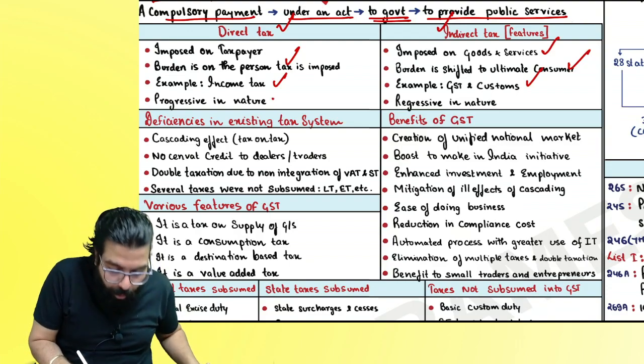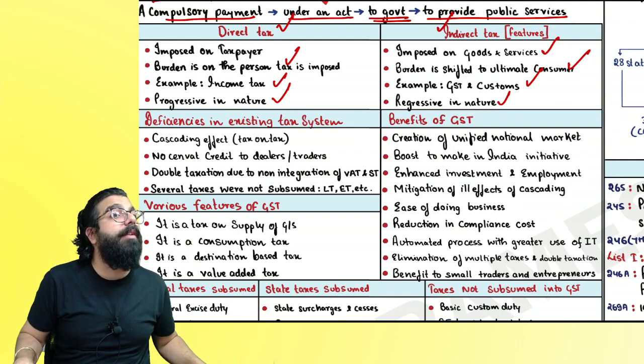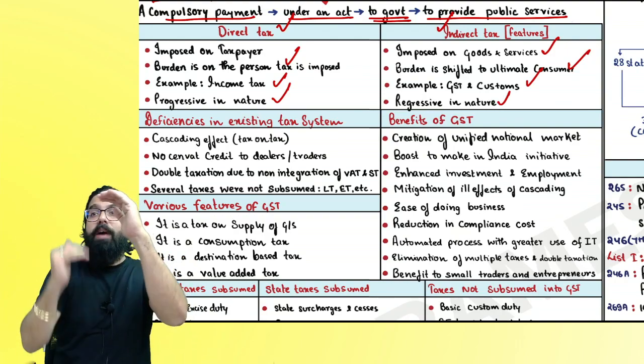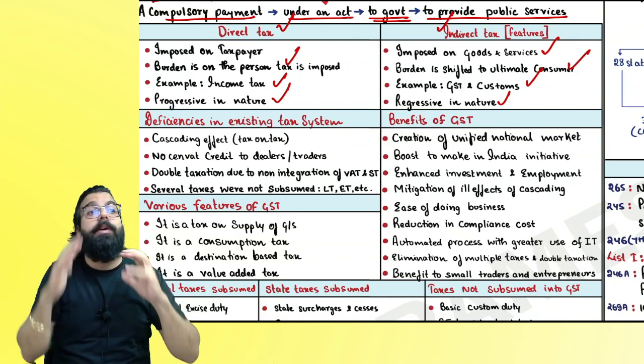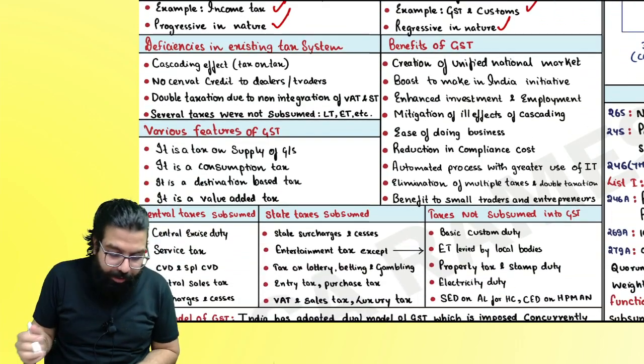Direct tax is progressive in nature. Indirect tax is regressive. Progressive in nature means as and when you progress, tax also progresses: 5%, then 20%, then 30%. Regressive means same for all. Can I go ahead, everyone?